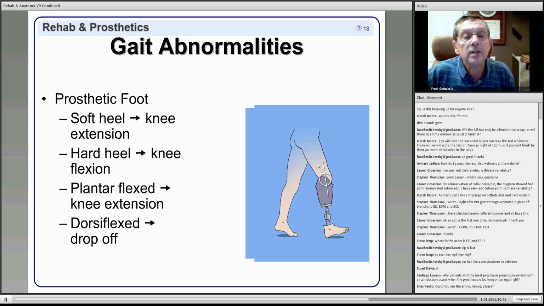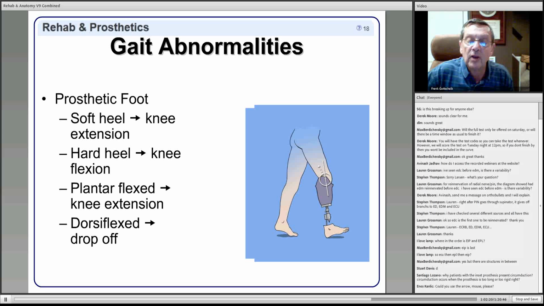So if we look at the prosthetic foot, if the heel is too soft, the knee will remain in extension. And the way to try and remember this one is if you're walking on the beach through soft sand away from the waterline. So the foot tends to keep going, or the heel tends to keep going into the sand. And the same thing with a soft heel. It's absorbing the force, so it's not allowing the knee to bend, so the knee stays in extension.